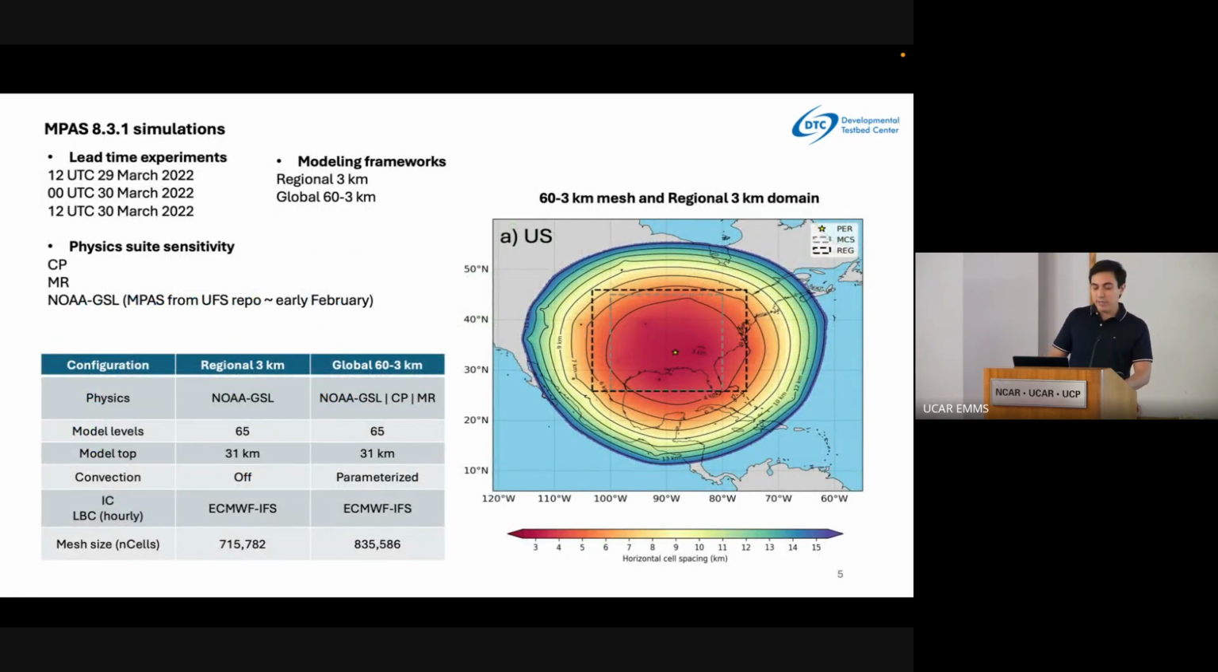All right, in terms of the performance of the simulations, we tried to explore all the possible aspects. We started by testing some different initialization lead times, which are basically these times here.